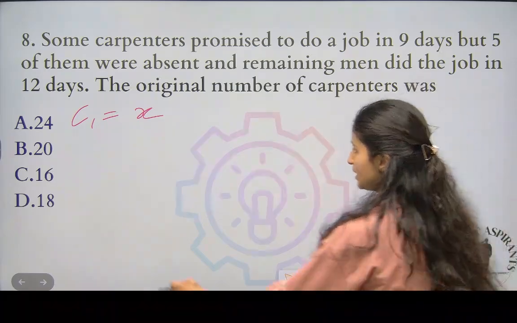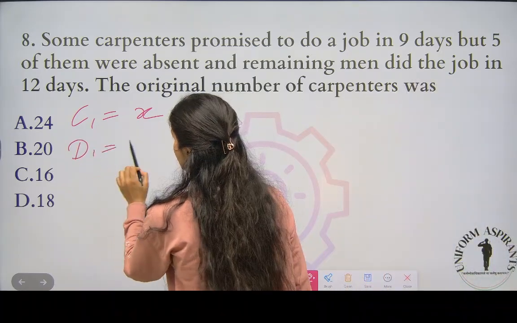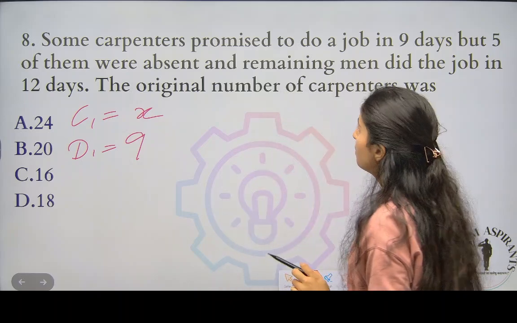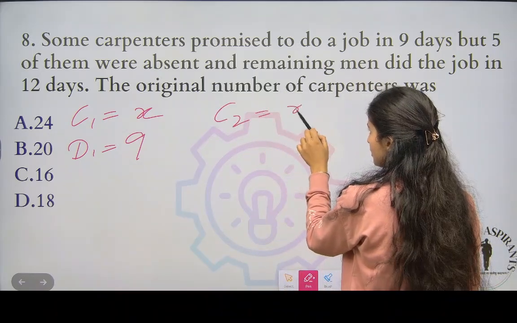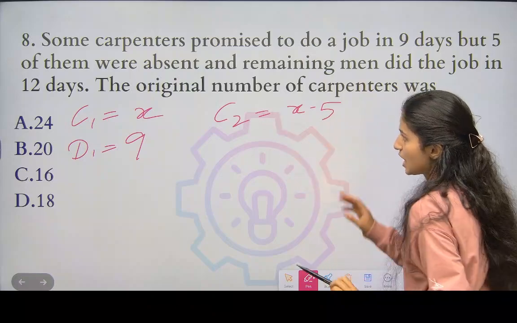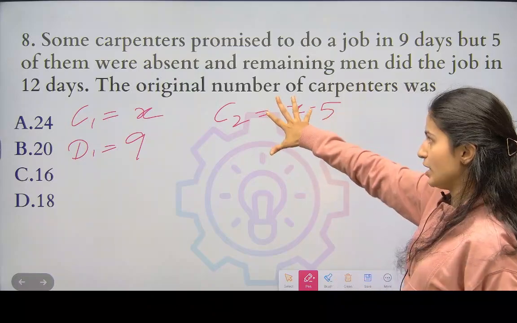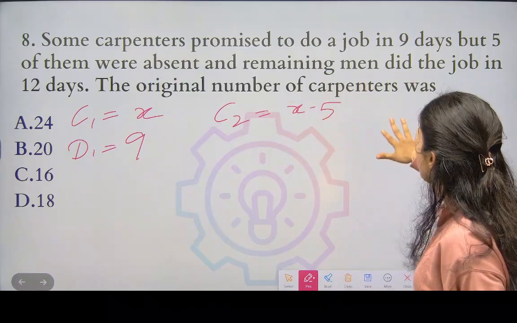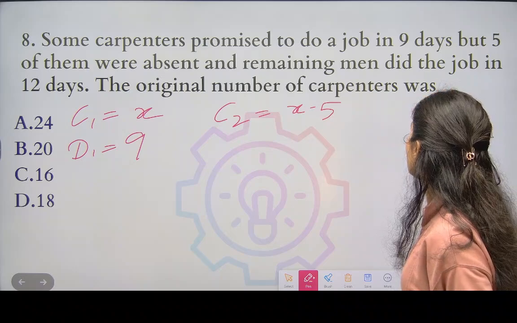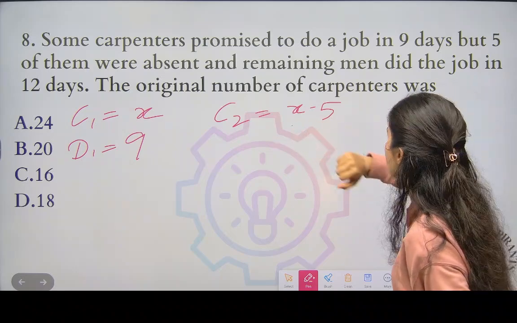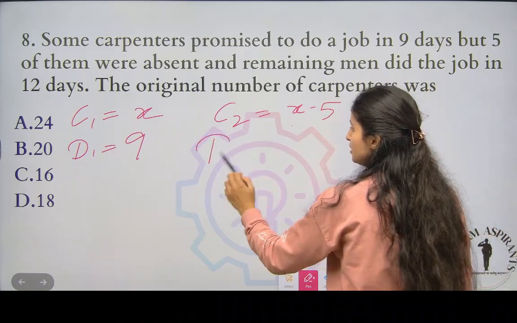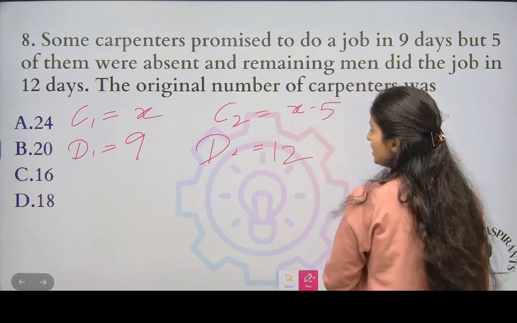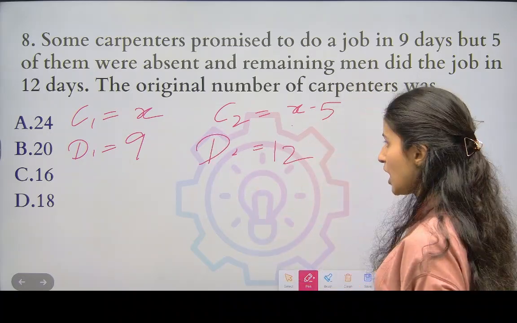In 9 days. But 5 of them were absent. I will assume this as carpenter number 2. And remaining men did the job. Means these are the remaining men, right? Did the job in 12 days. The original number of carpenters are.